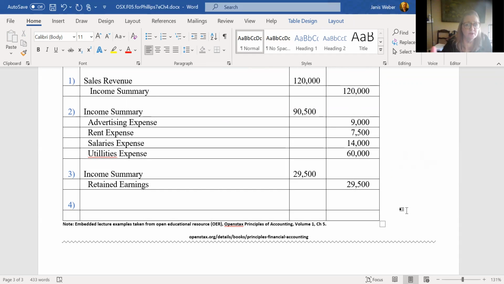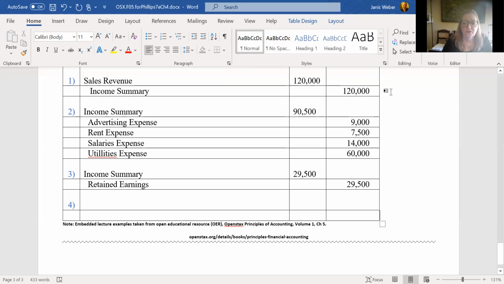So we debited income summary to wipe out the balance in it too. So now that super temporary account is gone. So once you close it to retained earnings, it's no longer got a balance in it. It doesn't show up on any balance sheet or income statement, not even retained earnings. It doesn't go anywhere. Income summary is just a closing account.